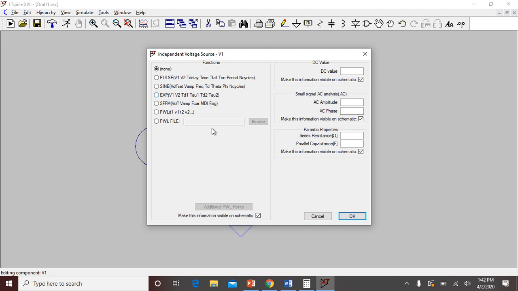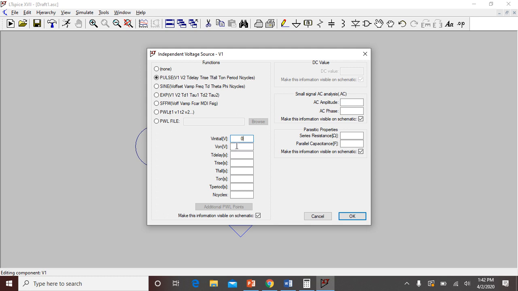Since we want a square wave, as instructed to us, we will take pulse. We'll select this pulse, and all of the options for the pulse wave appear over here. Now let's have a view of what these options are. The first option is V initial. V initial is the initial voltage, like when we switch on our supply, what I want my initial voltage to be. We are instructed to use 0 volts as the initial voltage, so when the power supply is switched on, the initial voltage should be 0 volts.